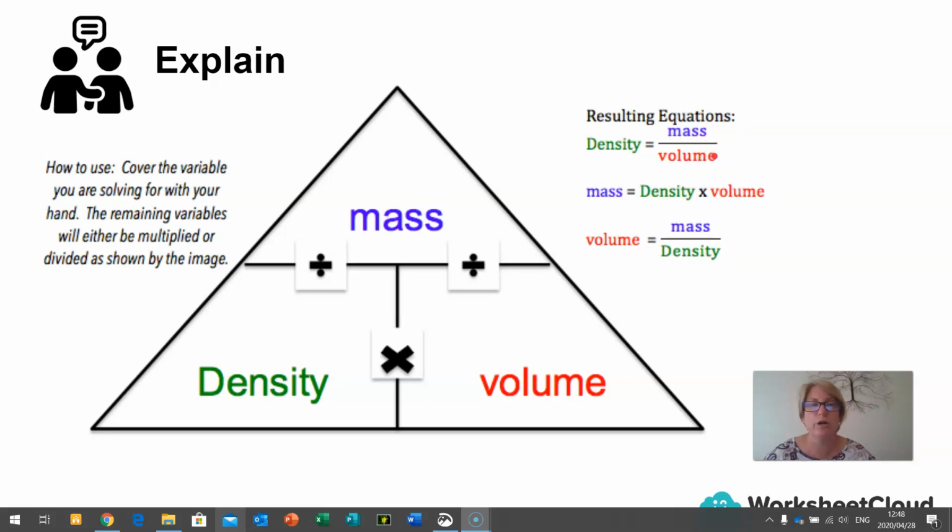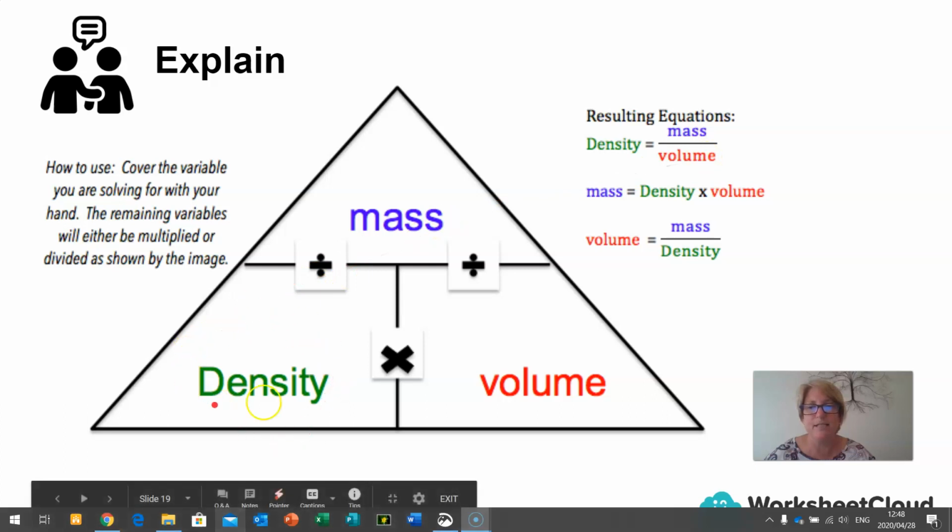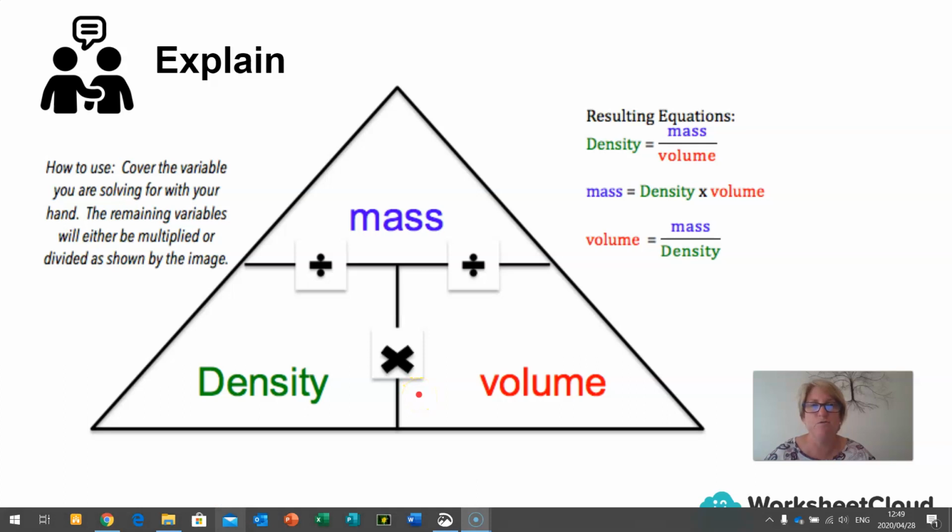Okay, now I want you to work out the variable mass. And so what equation will we use then? So cover the word mass with your hand now, and you will find you are left with density and volume. And the line separating density and volume is this vertical line here, which stands for multiplication. So that means if you're wanting to find the mass of a substance, you need to find its density multiplied by volume.